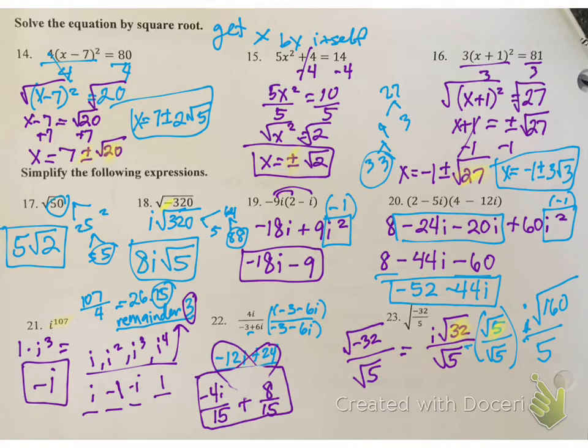And then the last thing that I want to do now is just simplify this radical. Think about the factors of 160. I have 16 and 10, and 16 is a perfect square. So if I pull out the perfect square of 16, the final answer would be 4i root 10 over 5. And then I am done.